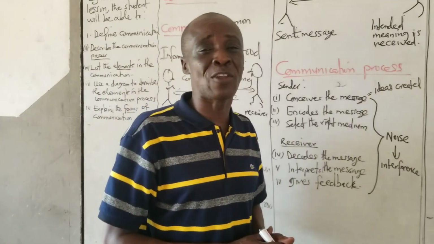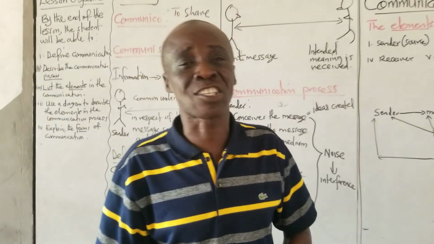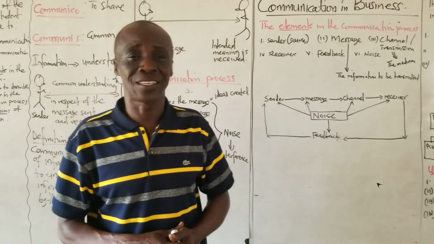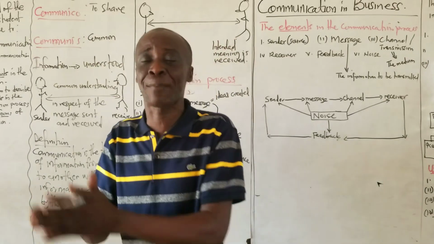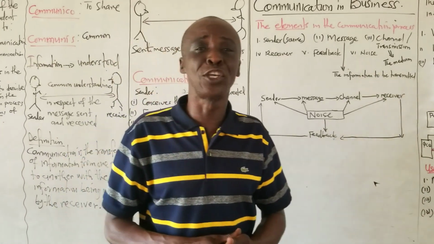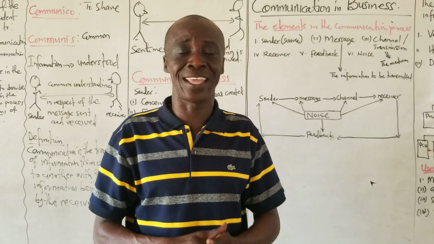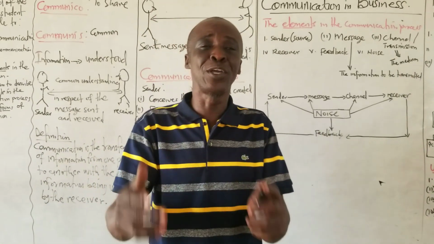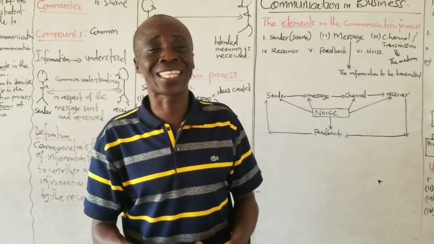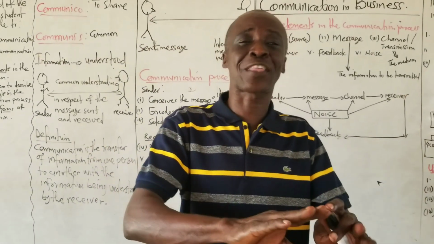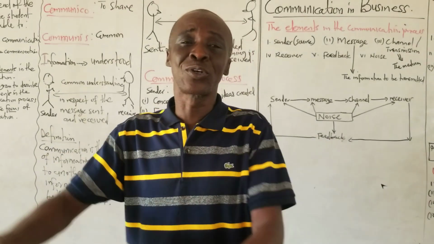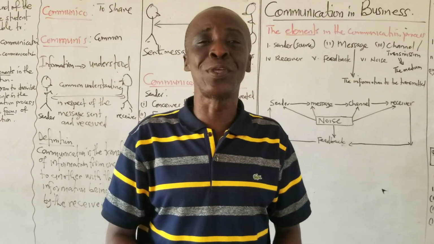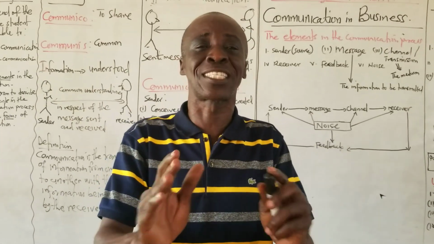So in short, communication is the transfer of information from one person, called the sender, to another person, the receiver, with the information being understood by the receiver. So there is information, and the information is understood. Today, as I stand here and I'm teaching, if after the day you go back and you did not understand all that I taught, it means that communication did not take place.